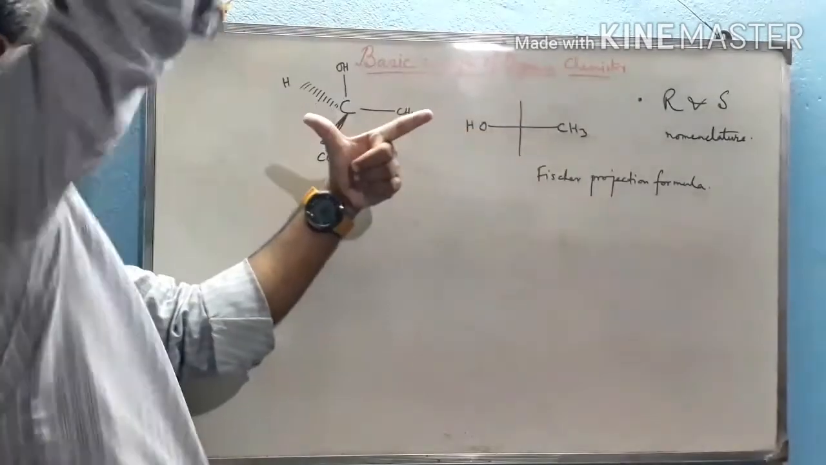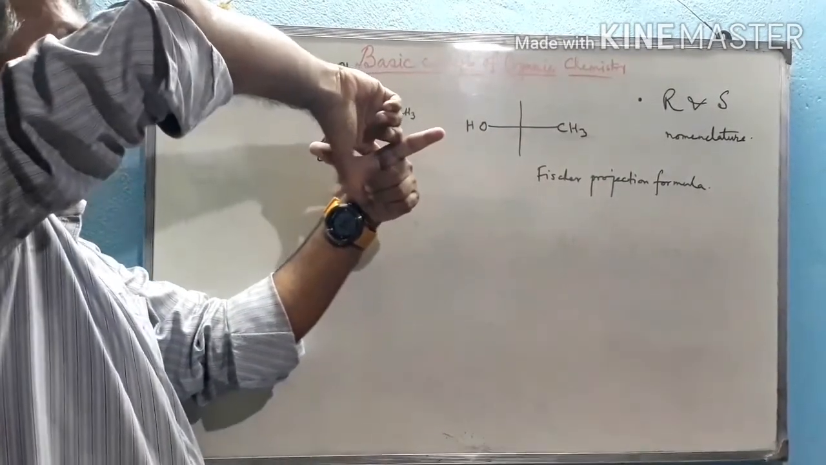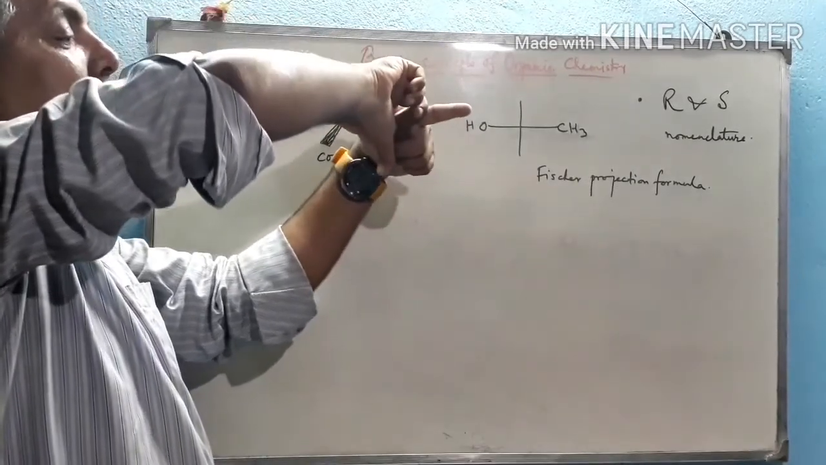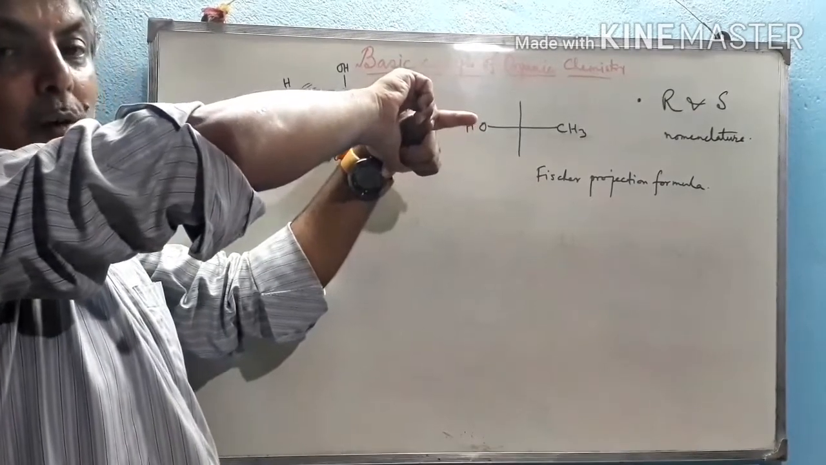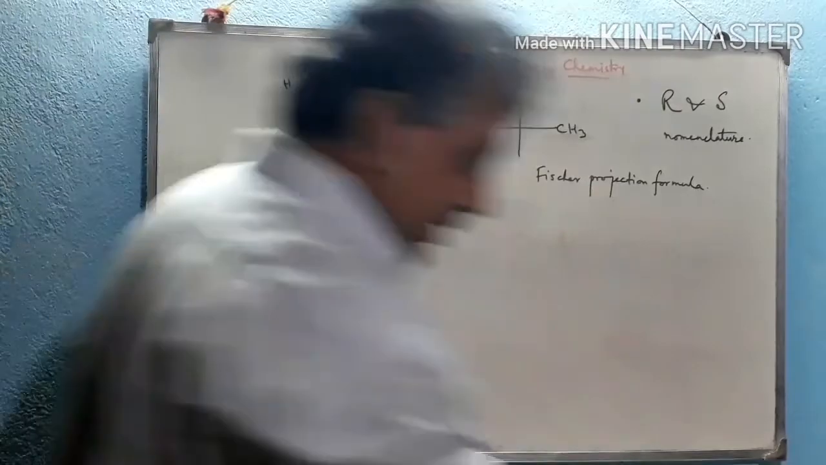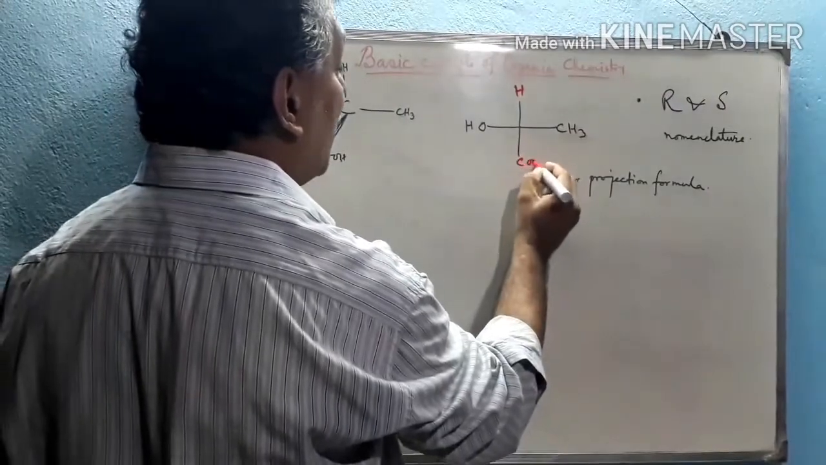Now see this, H and COOH: H is below the plane and COOH is above the plane. If we tilt this hand 90 degrees towards me, then H and COOH both go below the plane. So here we can write H at the top and COOH at the bottom.